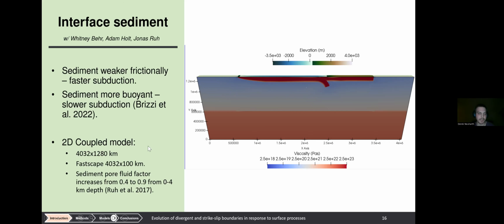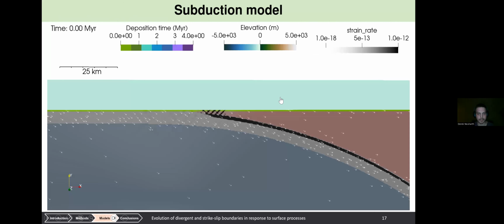And so to do this, we set up a 2D coupled model that's about 4,000 kilometers long and a little over 1,000 kilometers deep, with a maximum resolution of about 500 meters around the trench. And so here's just a very close-up where I'm just focusing on the accretionary wedge at the top of the interface. And so here we have the overriding plate, the oceanic crust in gray, the slab down here, and then there's 500 meters of initial sediment.